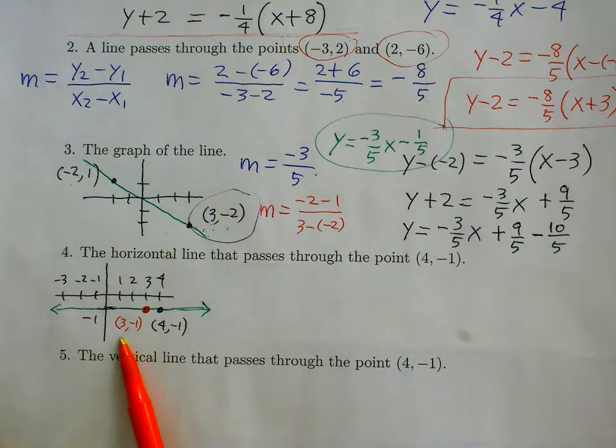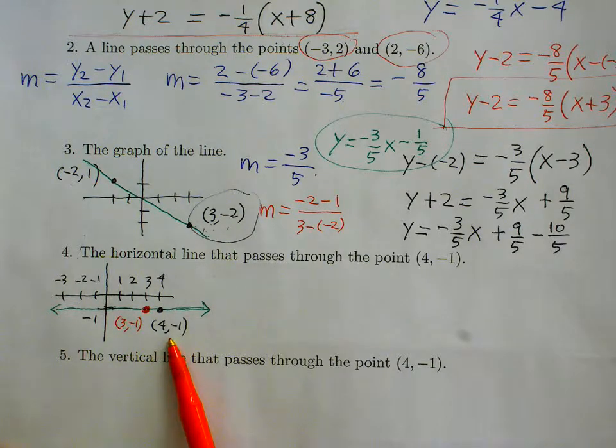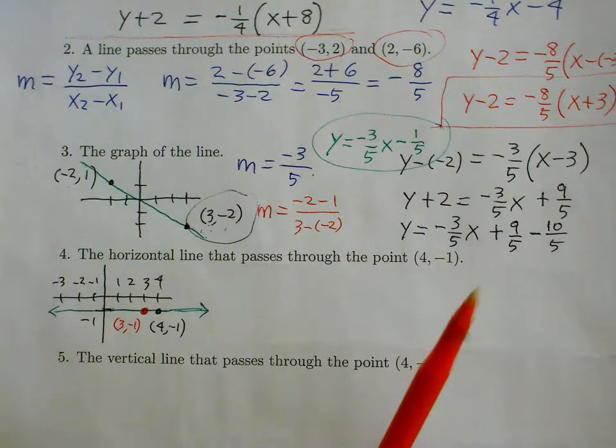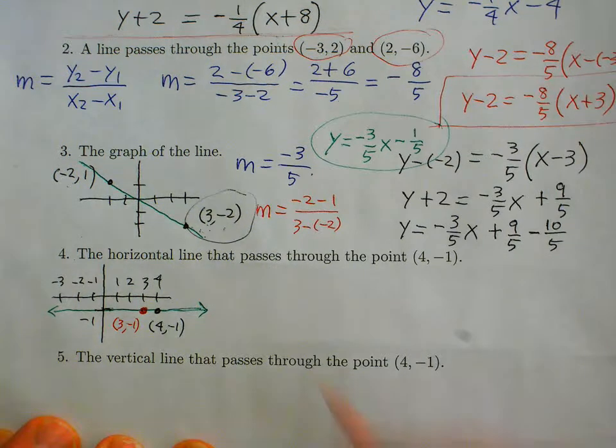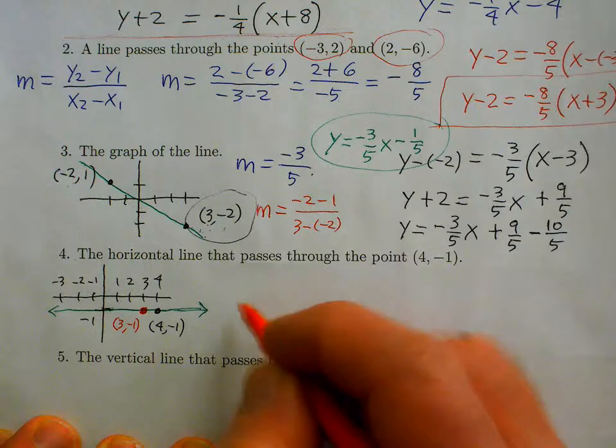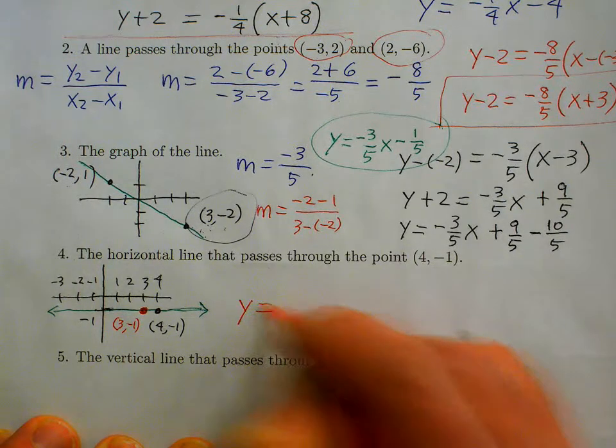So when you look at those two points, one is 3, -1, the other is 4, -1. What do they have in common? The y coordinate is -1. So that means the equation for that horizontal line is y equals -1.